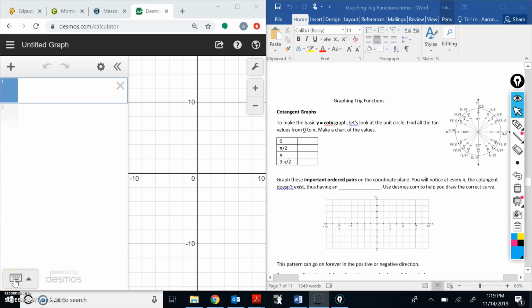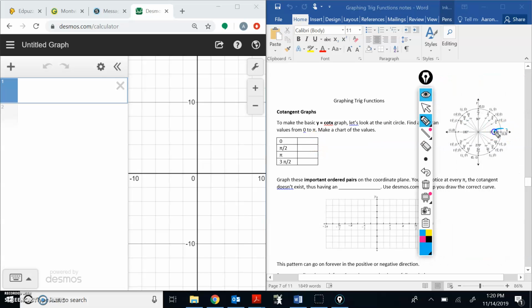Guys, today's video is on cotangent graphs. Very similar to tangent graphs in the way that they look as well as the asymptotes. So let's first look at our table that we're going to fill in at 0.